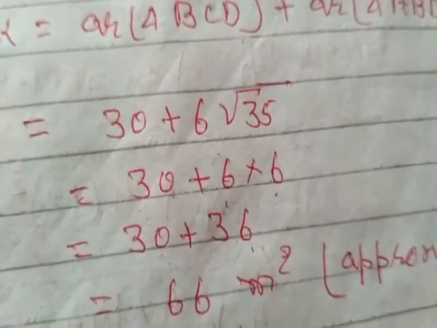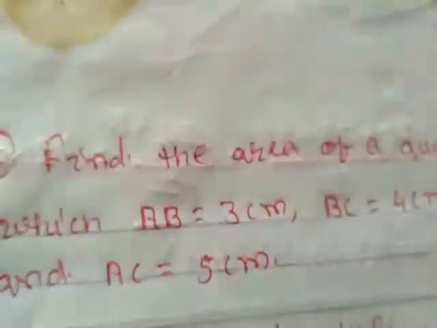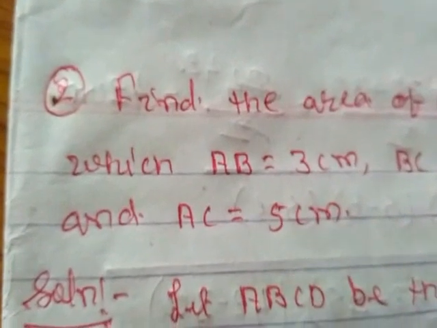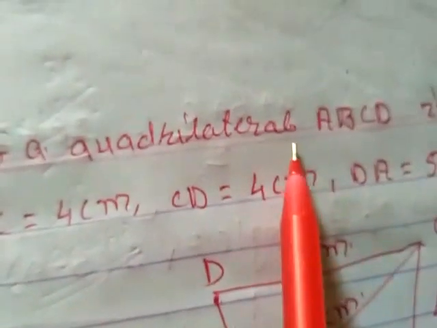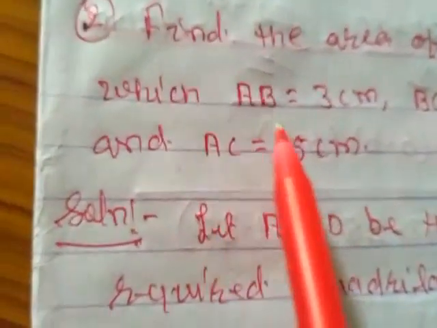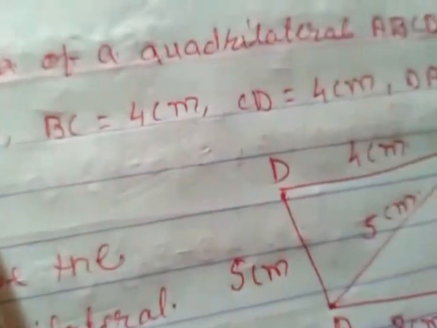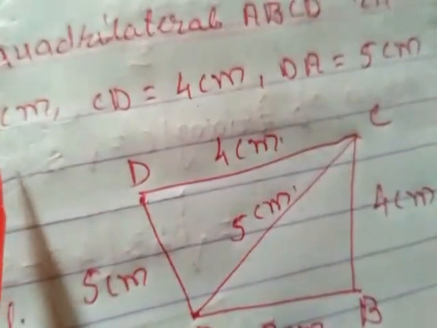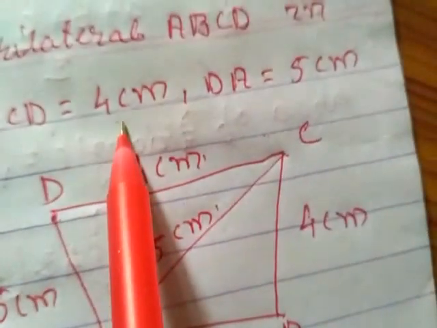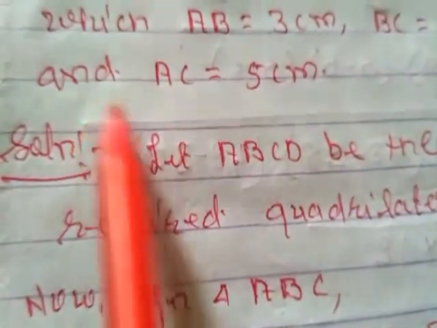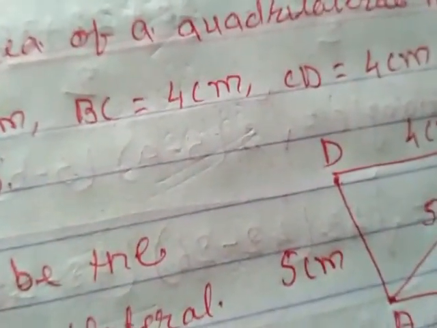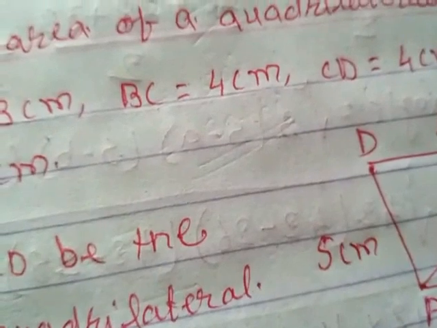Now students, here we take the second question. Our second question is, find the area of a quadrilateral ABCD in which AB equals 3 cm, BC equals 4 cm, CD equals 4 cm, DA equals 5 cm, and AC equals 5 cm. There is a quadrilateral whose all sides are given, and we are supposed to find the area of that quadrilateral.